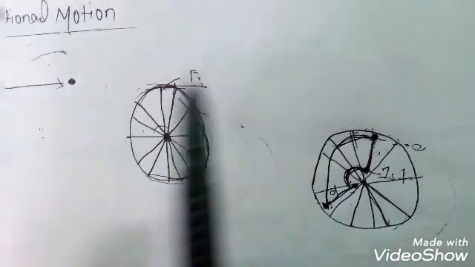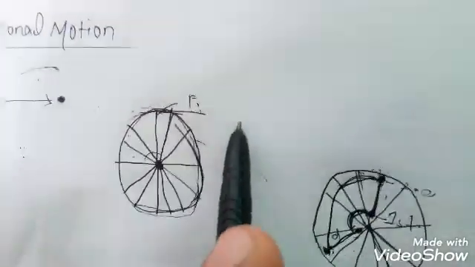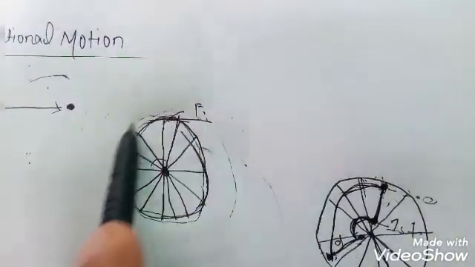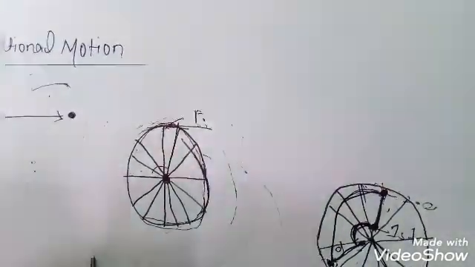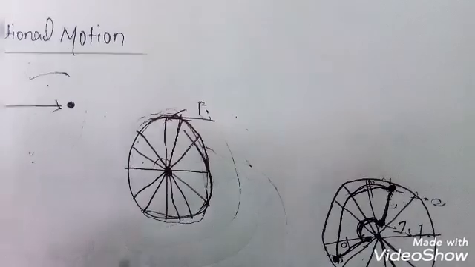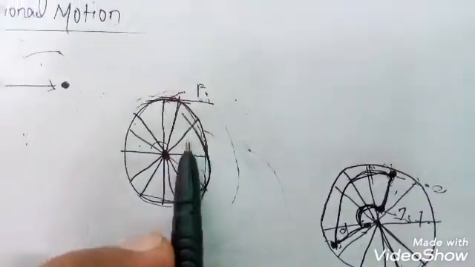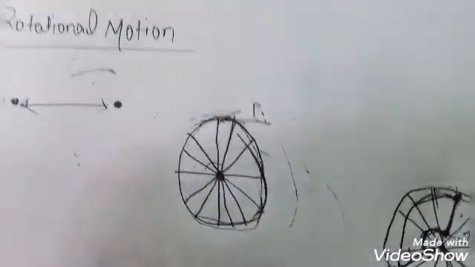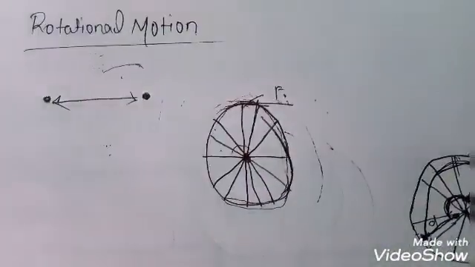So the exact meaning of rotational motion is that however much force a person applies, the body will rotate only about its fixed point or fixed pivot. It will not be displaced in a straight line. This is the exact meaning of rotational motion. See the definition here.